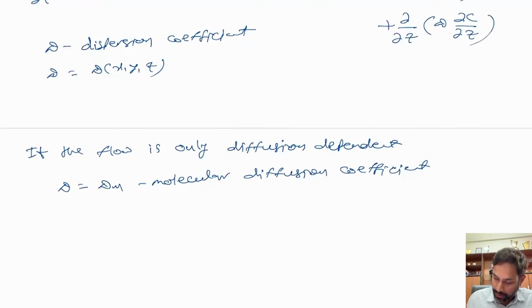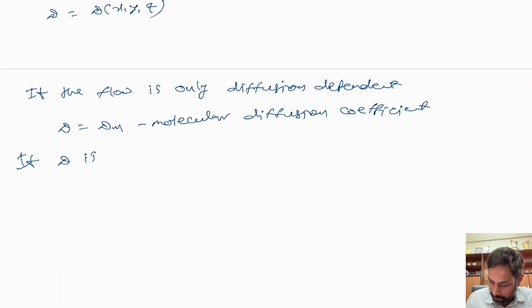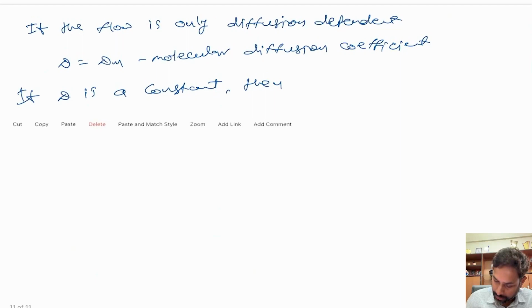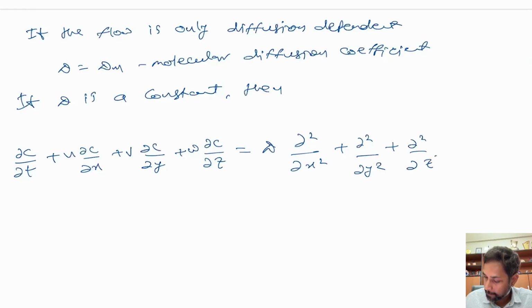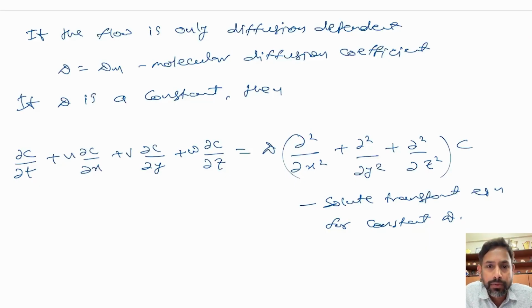Okay, and in that case, or let's say not just molecular diffusion, but if d is constant, then this equation will simply become, let me copy this part first, equals d square by dx square plus d square by dy square plus d square by dz square of c, right? So basically you are double differentiating c with both x, y and z. Okay, so this is the solute transport equation for constant d. Okay, constant dispersion coefficient.